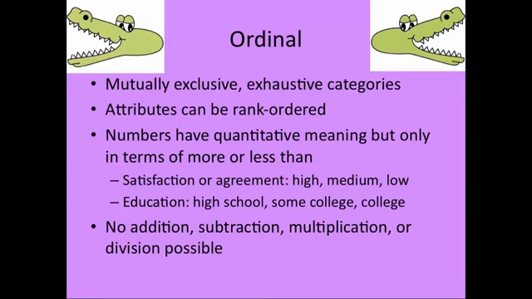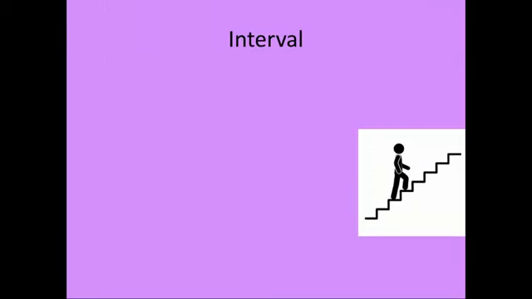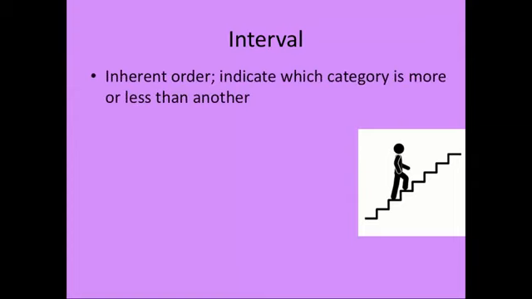Moving up our level of measurement hierarchy, we now come to interval measurement. Like ordinal measurement, there is an inherent order and an indication of which category is more than or less than another. The difference between interval and ordinal measurement is that in interval measurement there is equal spacing between the categories.